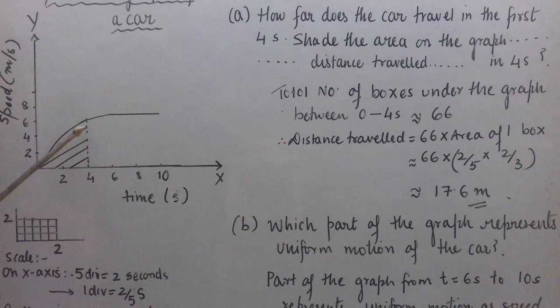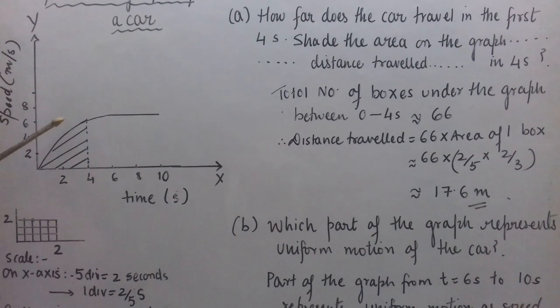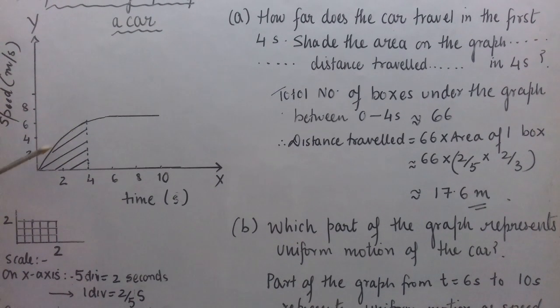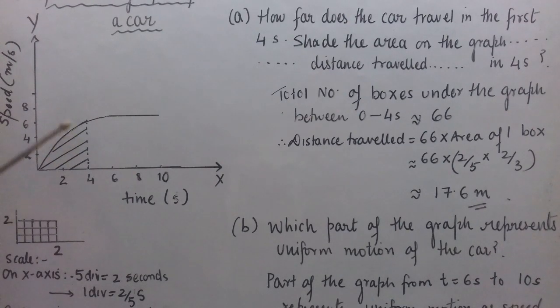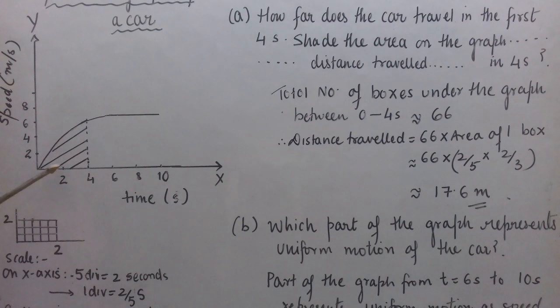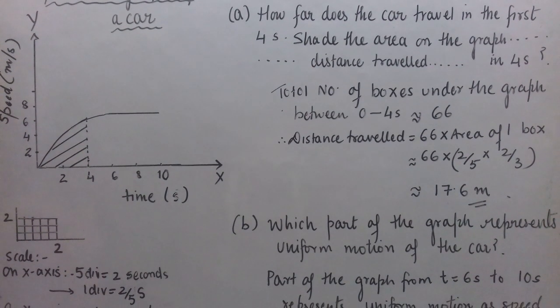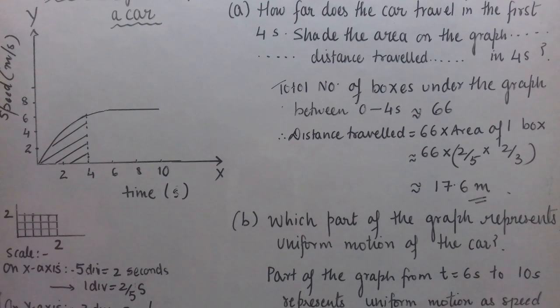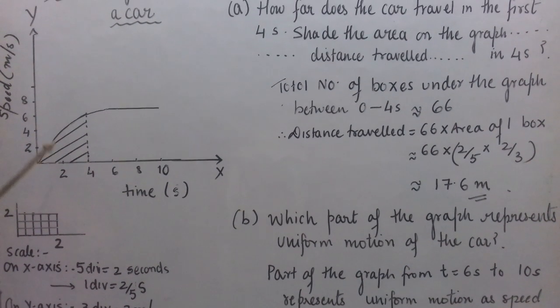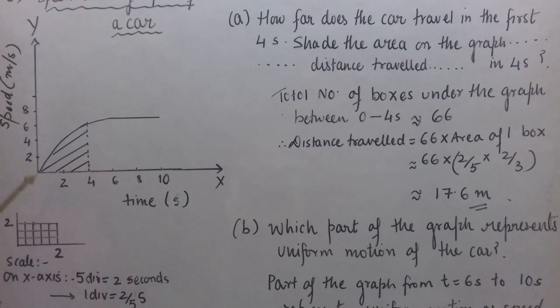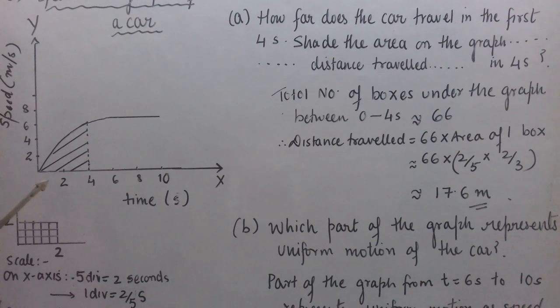I have extended it till there. So now I know this area under the graph represents the distance travelled. You can find out the distance travelled by various methods. One of the methods which you have studied in lower classes, let me explain that.